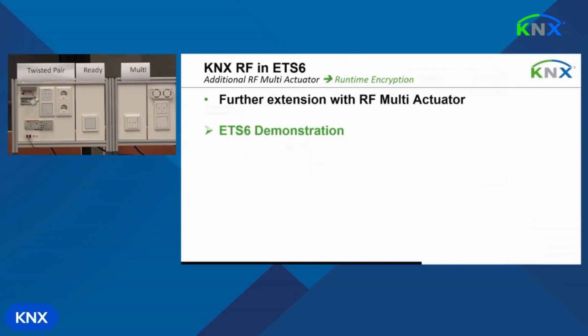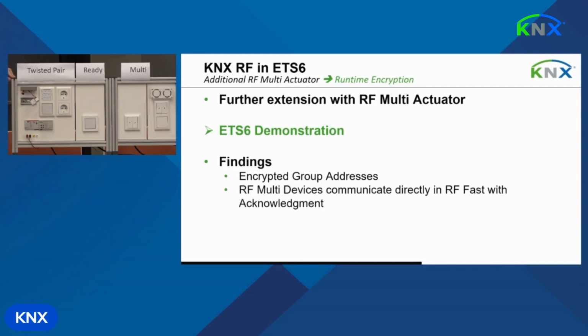So, what did we see? We saw that these group addresses that we added for this new actuator, the RF Multi actuator, are now encrypted. And these RF Multi devices, the push button and the actuator, communicate directly in RF fast, also serving an acknowledgement. And that's why we don't have a repetition. One status, so one telegram was enough.